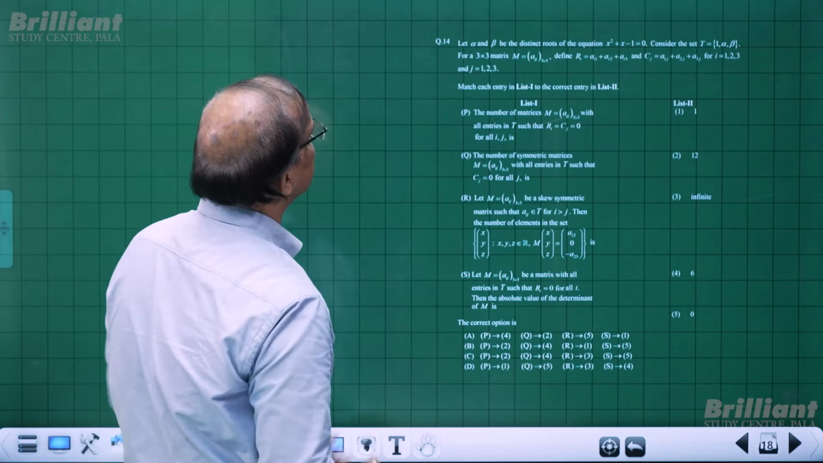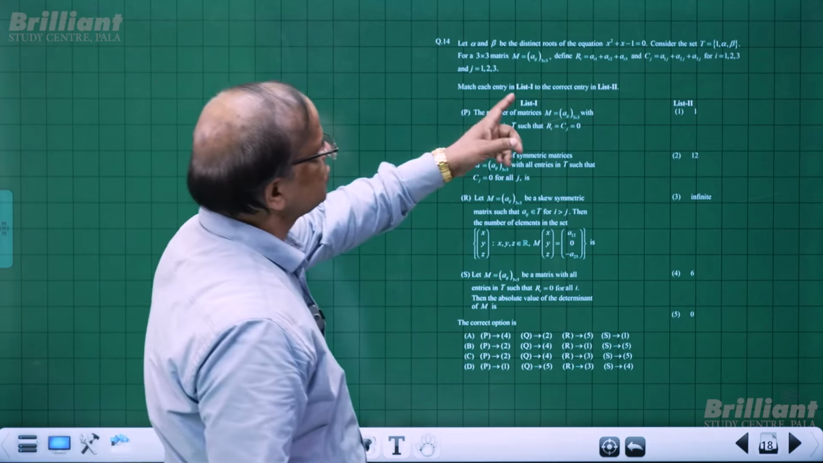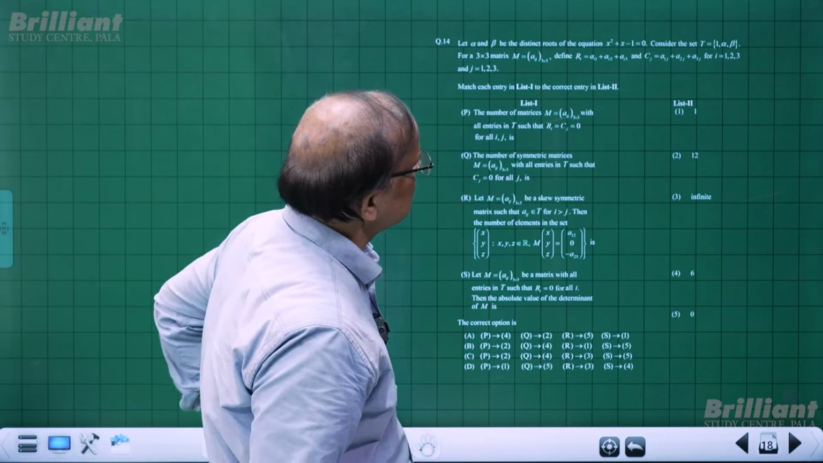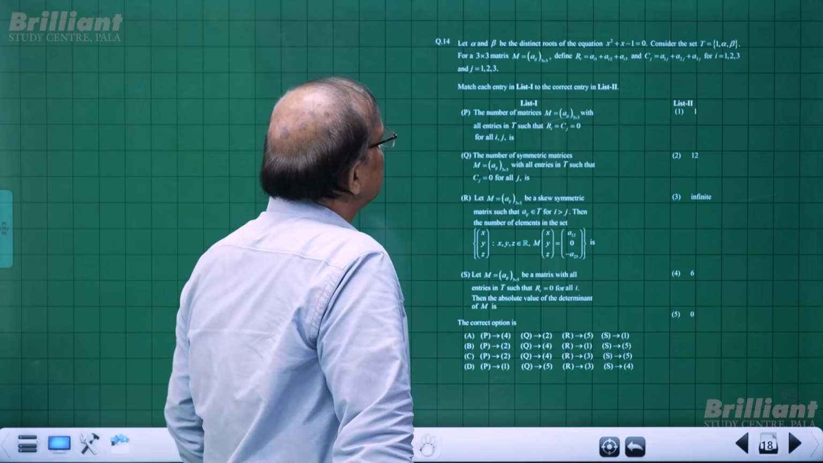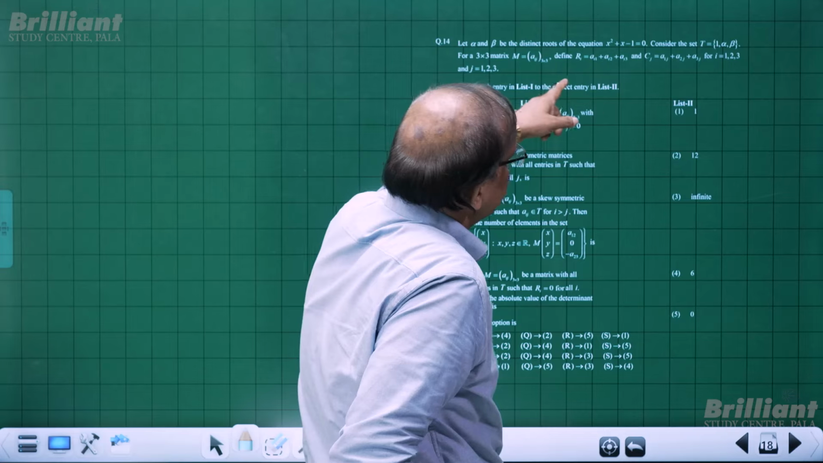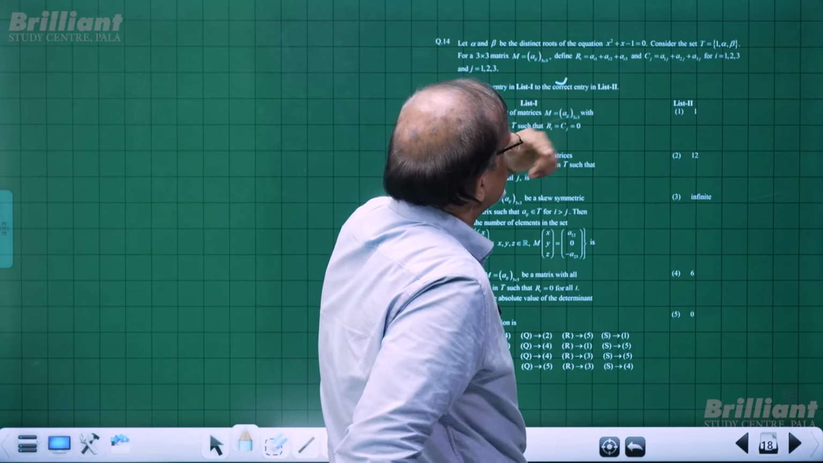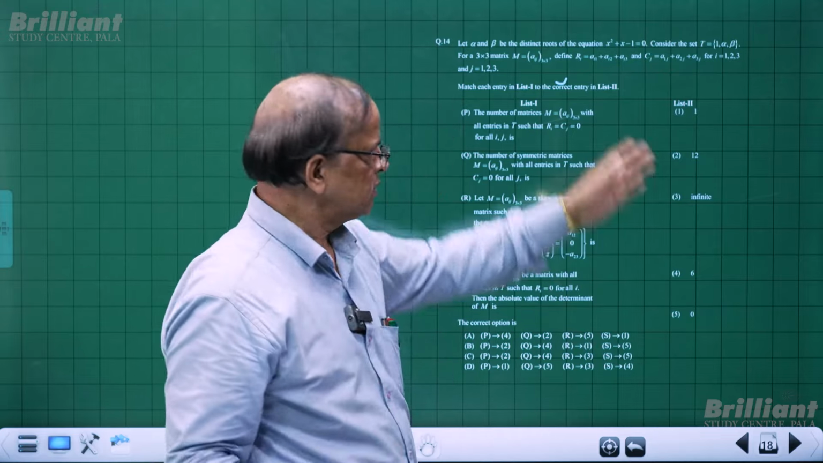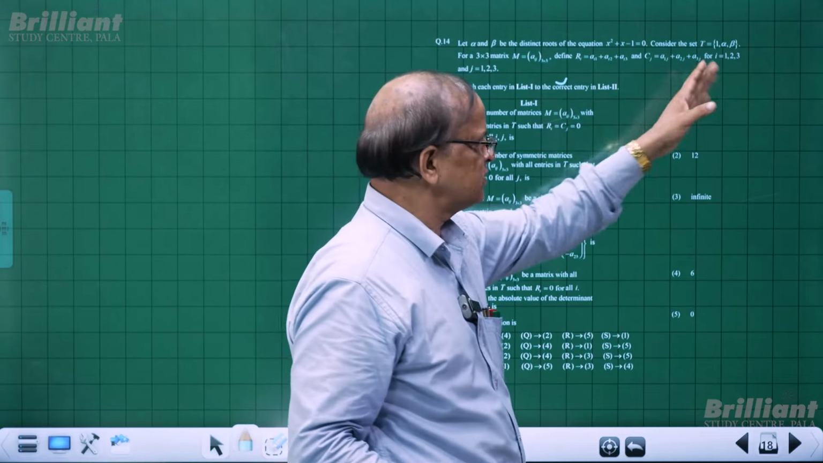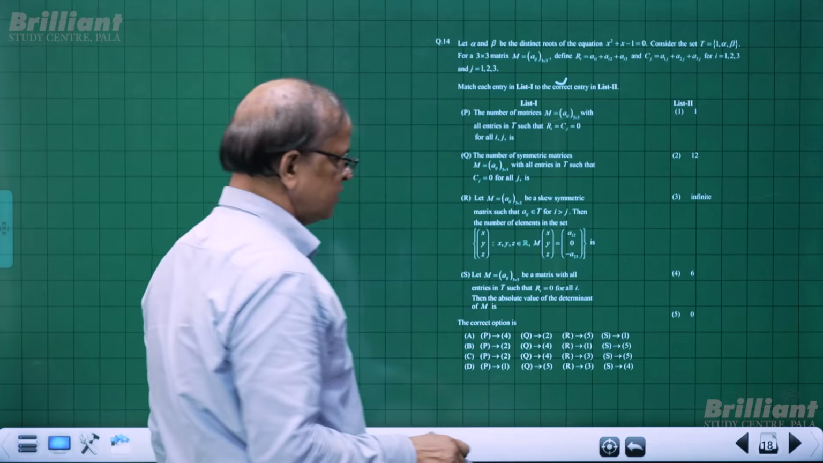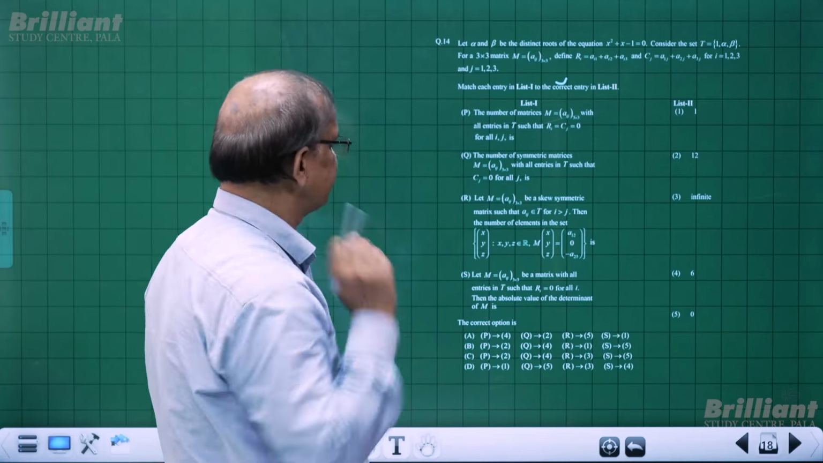So, what is this question? Alpha and beta are roots of x square plus x minus 1. Consider the set T equal to 1, alpha, beta, for a 3 by 3 matrix. This A is 3 by 3 and defined as a matrix with entries A11, A12 and so on, rows and columns. Then we have to match the options.